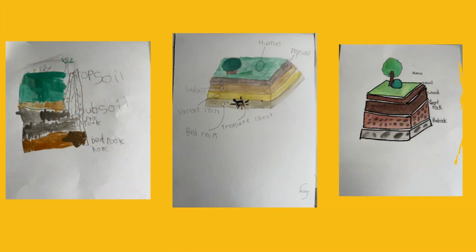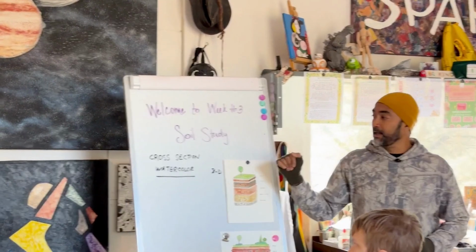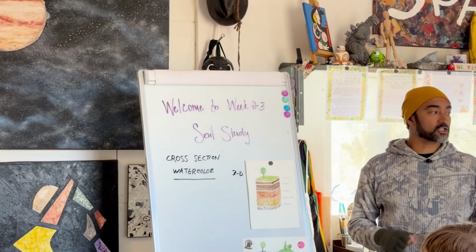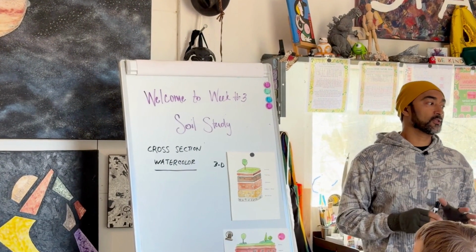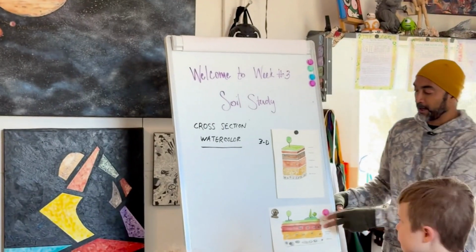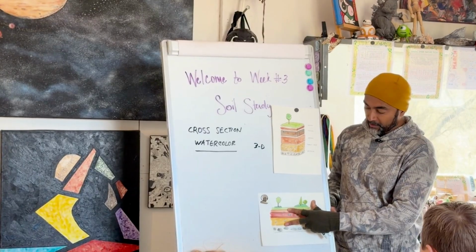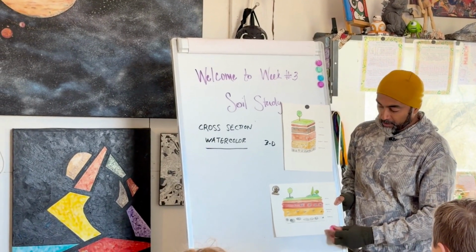With our experiments complete, we shifted into art, creating watercolor cross-sections of different soil layers. What are we going to do for our soil study today? We're going to do a cross-section watercolor. If you've not heard that term before, cross-section, I've done 2 examples, okay? I've done a 3D cross-section for my advanced artists, and I've got a regular cross-section for my younger artists.